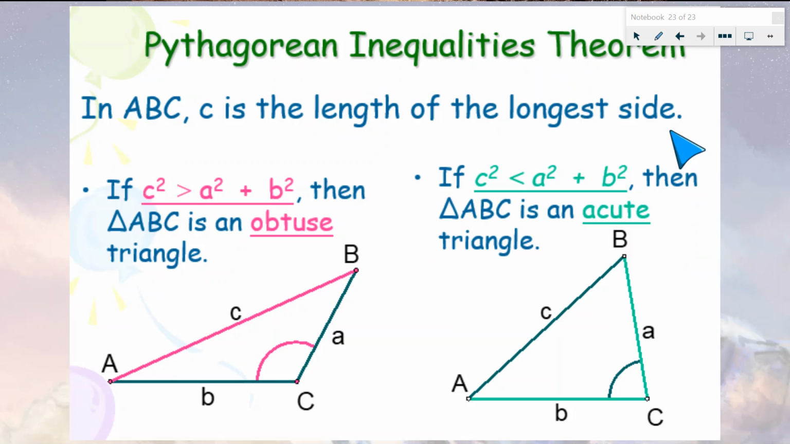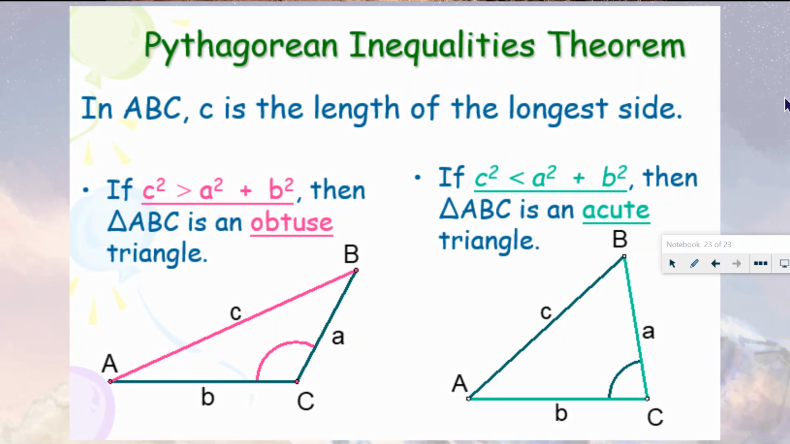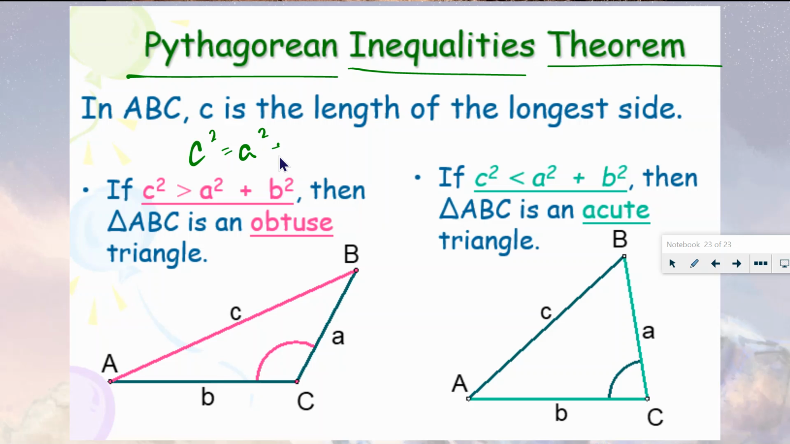All right, so you should be able to do those other three on your own. So here I'm just going to talk a little bit about the Pythagorean inequalities theorem, which actually has two parts. It's basically saying that based off the Pythagorean theorem being true for right triangles, if C gets too big, then the angle that's opposite C also gets too big. It's no longer a right triangle, it becomes an obtuse triangle.